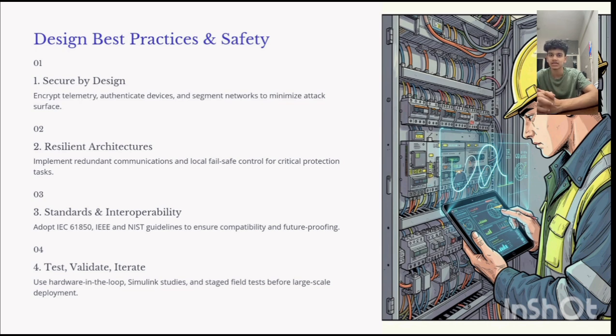Resilient architectures. A smart grid should include redundant communication paths and fail-safe controls to protect privacy and maintain operation even during network failure or operational failure.